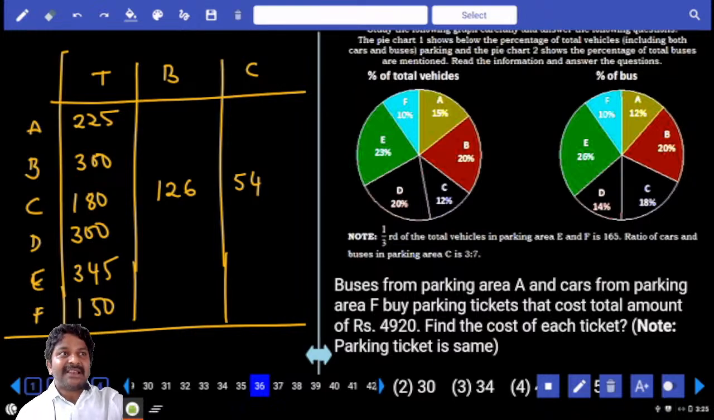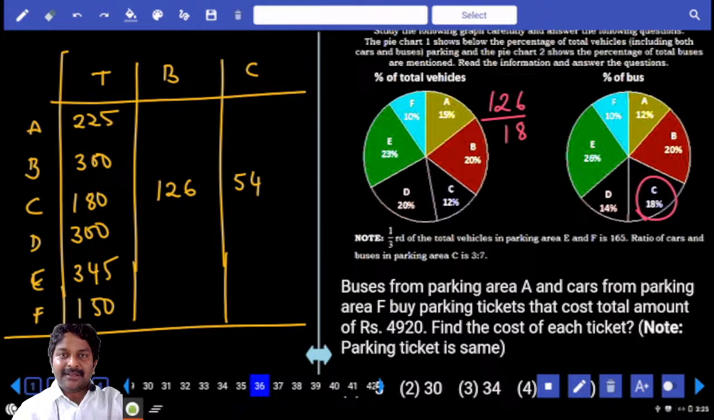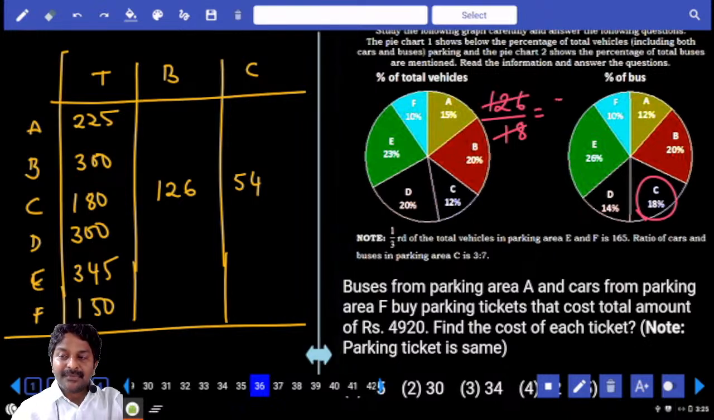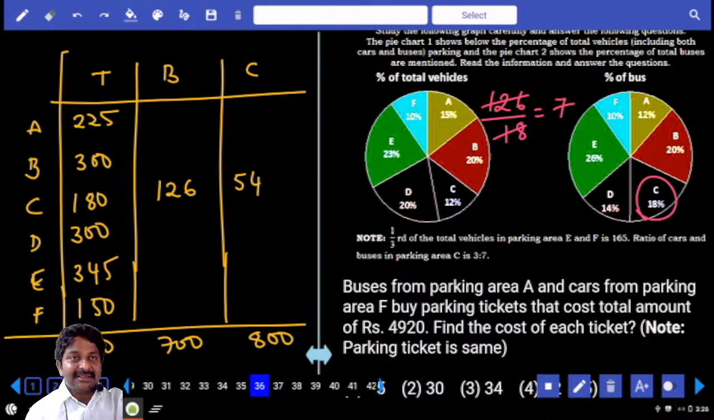Go to buses data. C is what percentage? 18. That means 126 is equal to 18% only. 18 how many times? That means 1% value is equal to 7. Total vehicles 1% was 15, and in buses 1% is 7. So what are total buses, and what are total cars? Let's convert the percentages of buses to numbers, where every number is multiplied with 7.